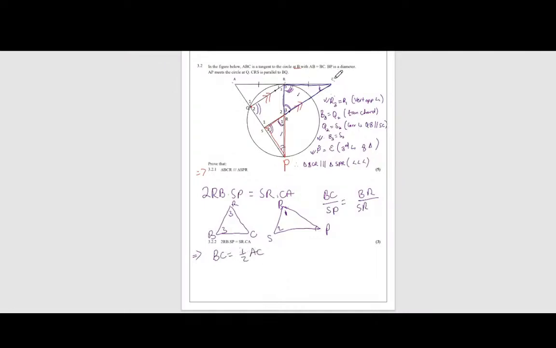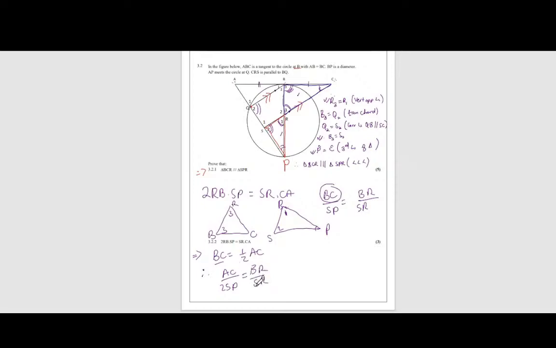Then from there, we know that BC is a half of AC. BC is a half of AC. They told us that the sides are equal. So what this gives us, therefore, is that if we have our AC divided by 2 over SP, it is going to be the same. Remember, we are replacing BC with AC because we know BC is a half AC, so it's equal to the same thing, BR over SR.